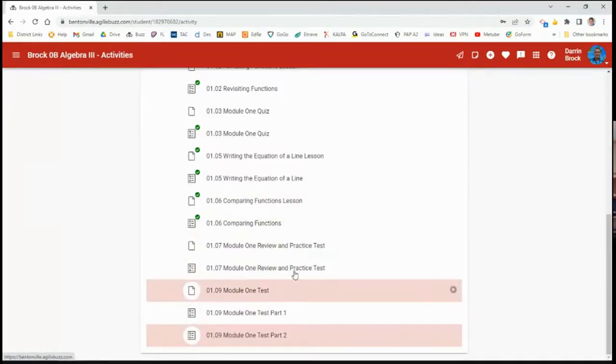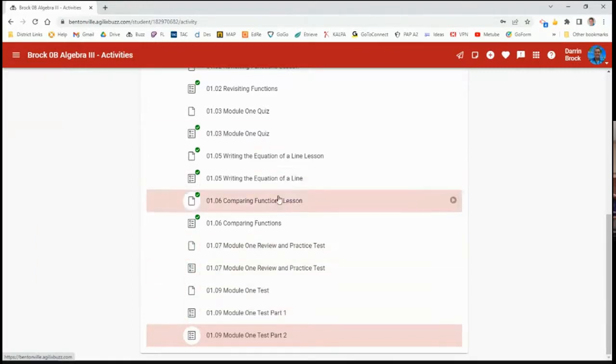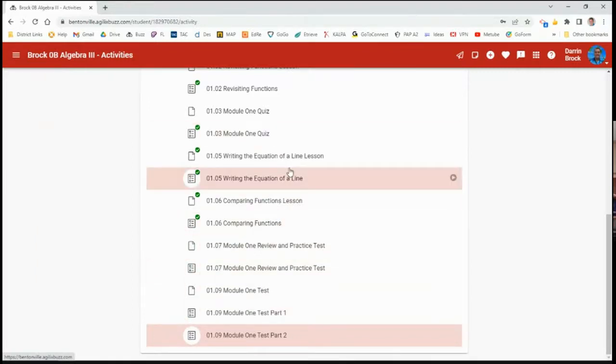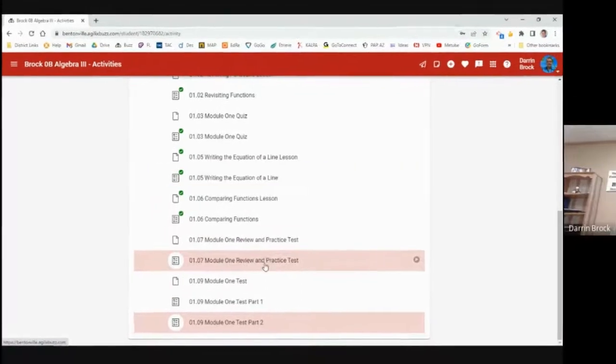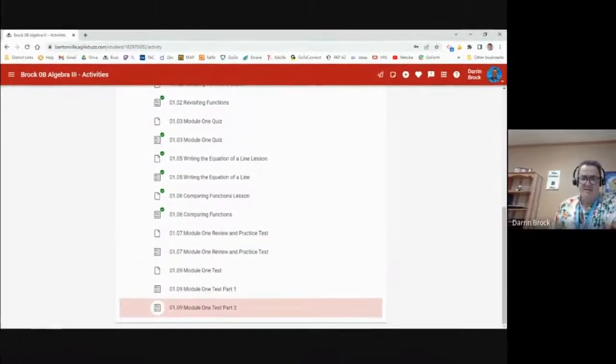We're going to finish module 1, practice test, part 1, part 2. If you haven't finished all the other assignments, do those first. Don't go take the test before you finish the other stuff. And use that practice test to make sure that you understand the material. If you can't do well on the practice test, don't think, well, I'll do better on the test. No, go back and look at the practice test.